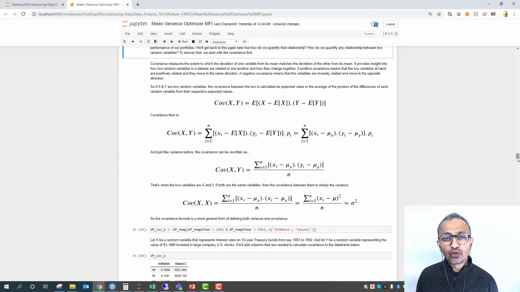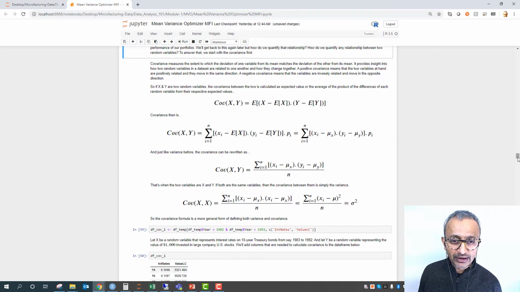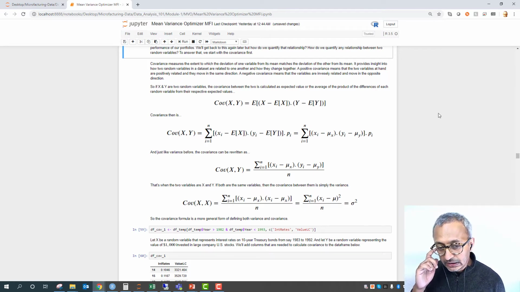A positive covariance means that the two variables go up and down in sync, and negative covariance means that the two variables act opposite to each other, in the opposite direction. So let's assume we have x and y as two random variables, and the covariance between the two is calculated as an expected value. This is again getting into that same expected mean business.